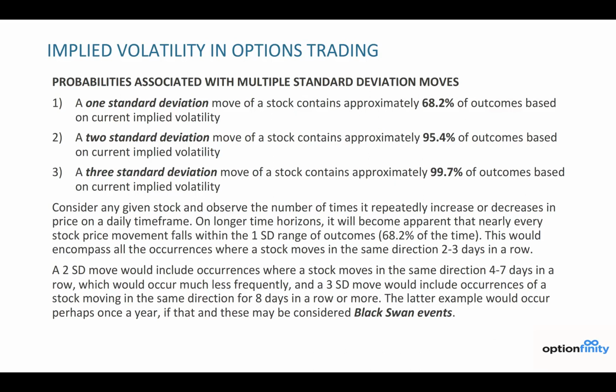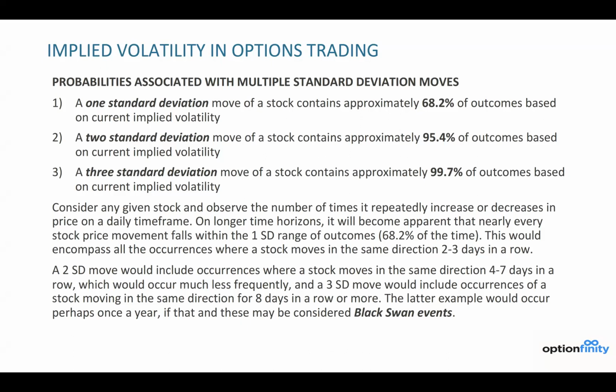This would encompass all of the occurrences where a stock moves in the same direction 2 to 3 days in a row. So for example, when you see a stock going up or down a few days in a row, where it has 2 to 3 green days in a row or 2 to 3 red days in a row, this is what I mean by it occurring within 68.2% of the outcomes, right?